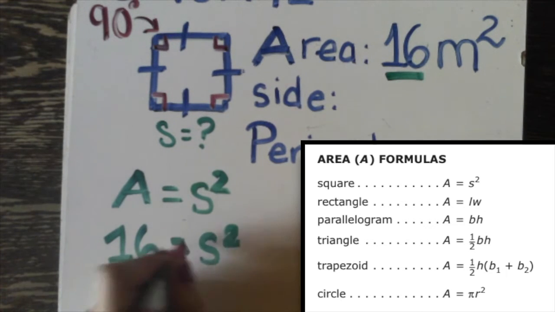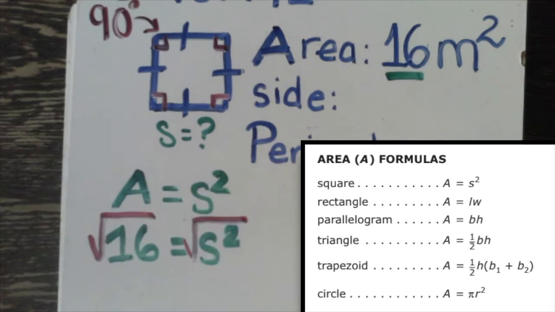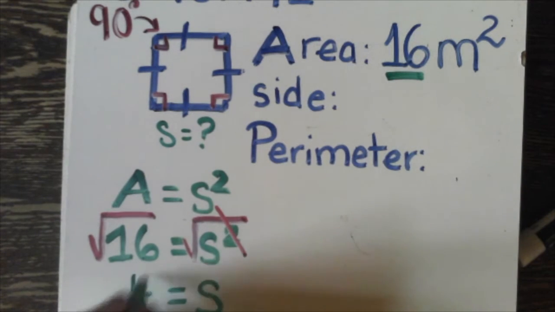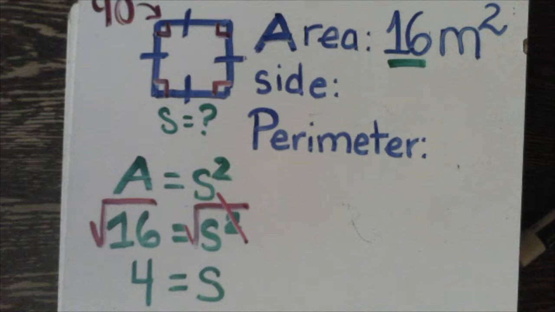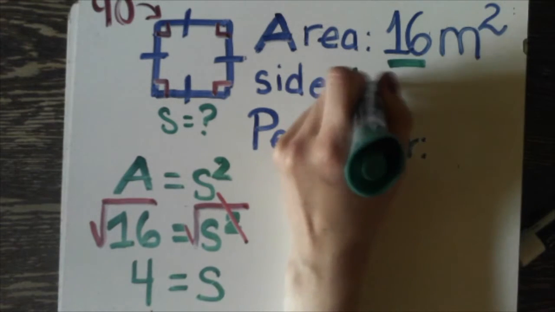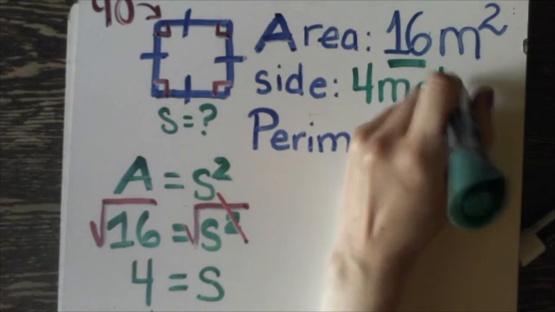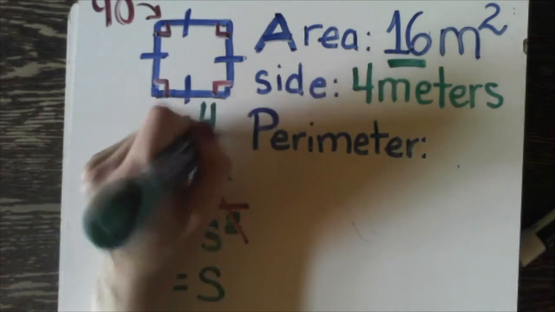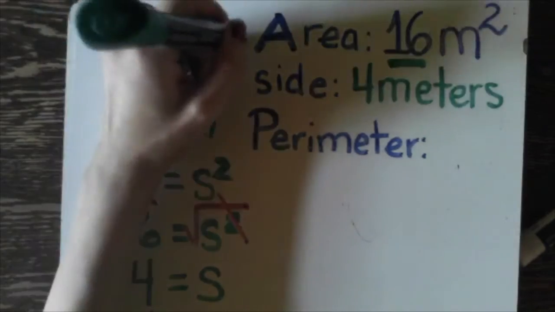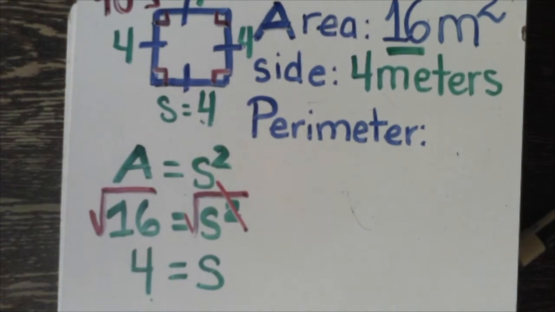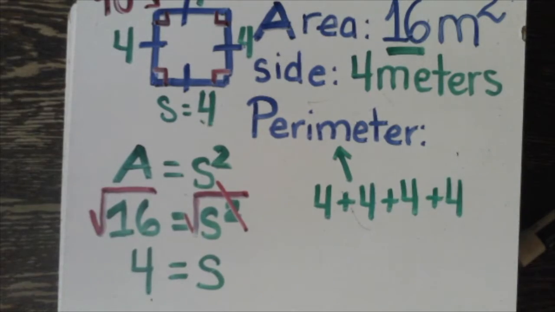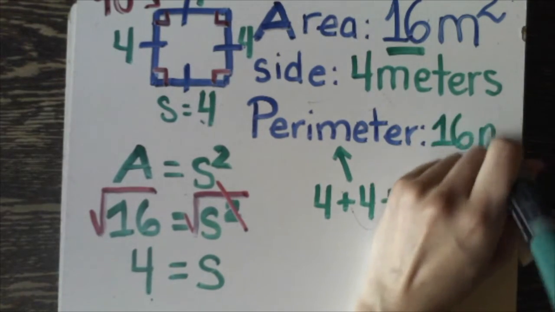The opposite of a square is the square root. I am going to cancel the square on the right, and I am left with the square root of 16 is equal to 4. Therefore, the side is 4 meters. Finally, the perimeter is easy to do. Once you know the side, all you have to do is multiply the side times 4, or say 4 plus 4 plus 4 plus 4, because there are 4 sides, so you must do it 4 times.